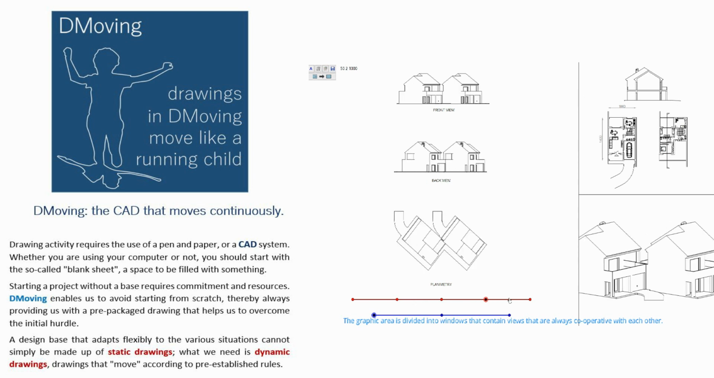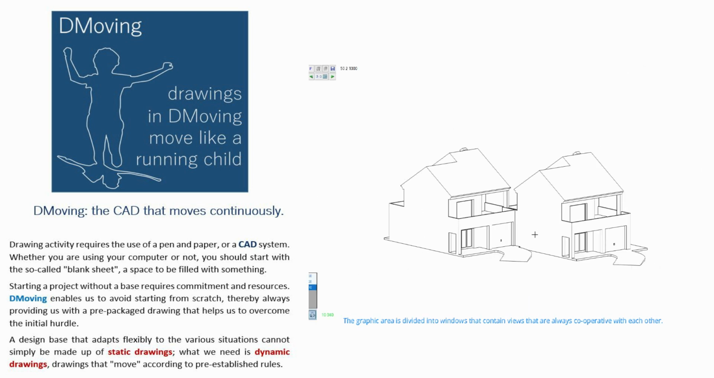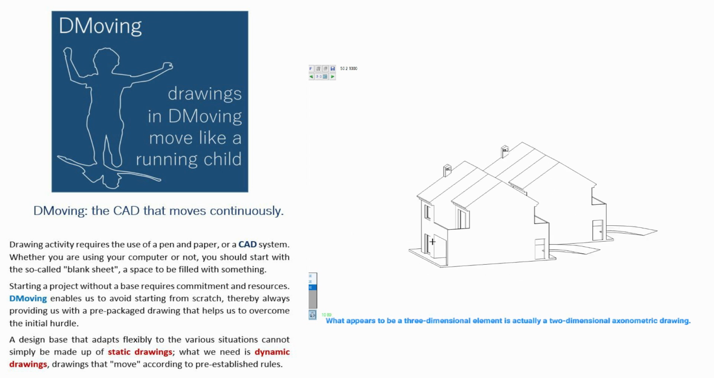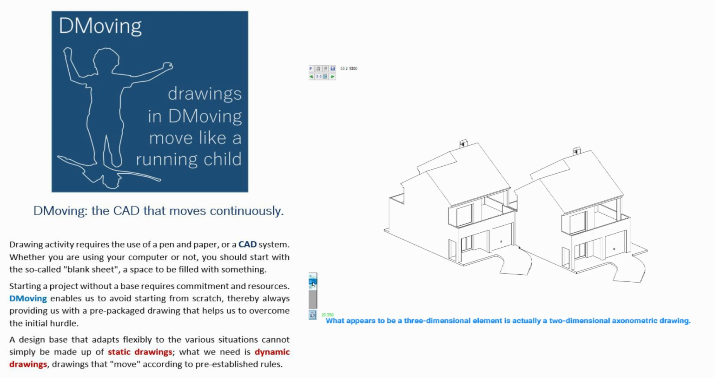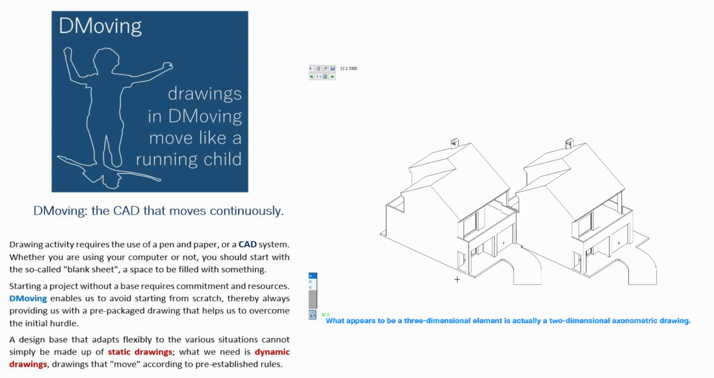DMoving. The CAD that moves continuously. Drawing activity requires the use of a pen and paper, or a CAD system. Whether you are using your computer or not, you should start with the so-called blank sheet, a space to be filled with something. Starting a project without a base requires commitment and resources.